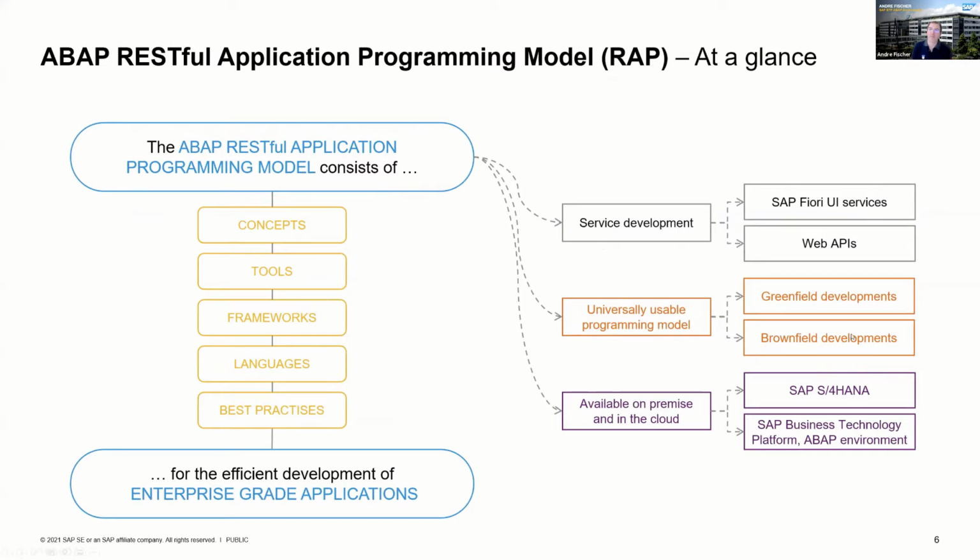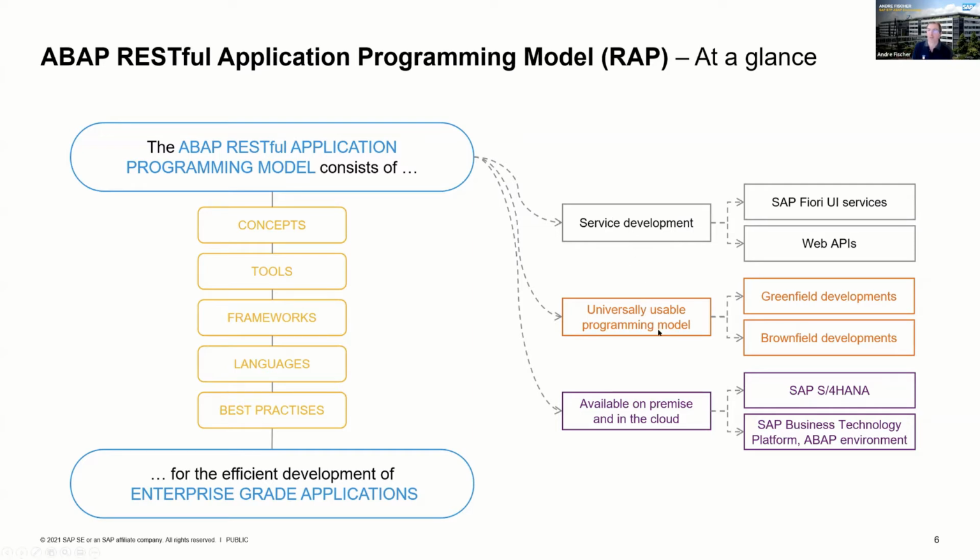What does it all offer? When we are looking at what kind of services we can build, we can either build Fiori-based UIs, but we are also able to build so-called web APIs that are specialized on being used for, let's say, talking with machines or other API consuming applications.